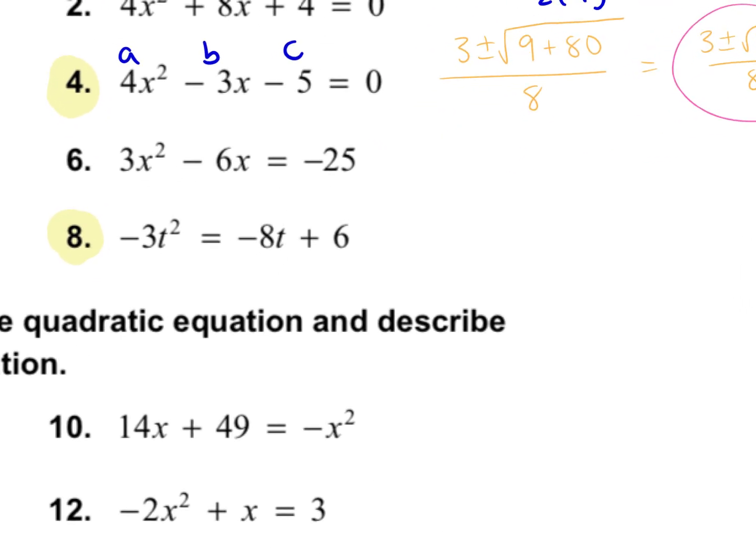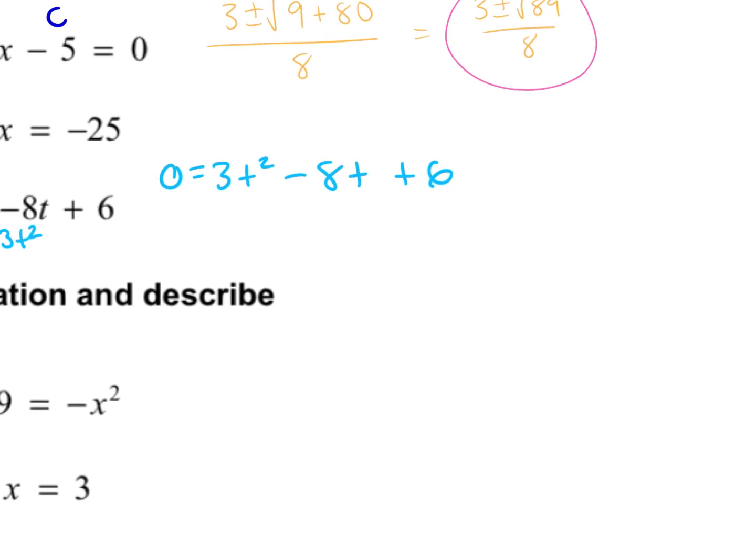All right, let's do number 8. What should I do first for number 8? You move to add 3t squared. Why would I rather add 3t squared? Perfect, because we like it when our squared term is positive. It'll make it easier for us to factor or anything like that. Here we're using the quadratic formula, so we're just using the numbers, so it really doesn't matter. You'd end up with the same thing, but it's just going to be a little bit easier. So this would be 0 is equal to 3t squared minus 8t plus 6.